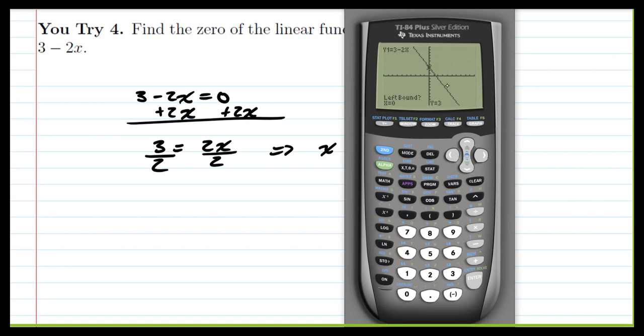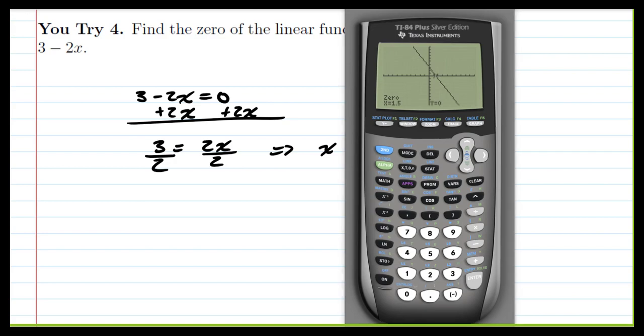It says left bound, and when we're talking about the bounds, we're talking about x values. So we need to make sure that our cursor's x value is to the left of the 0, which it is. And then it says right bound, so I use my right arrow till my x value is to the right of the 0. And remember, zeros are the same as x-intercepts, which is where our graph crosses the x-axis, so I press enter. And then lastly, it says guess. So then just move your cursor as close as you can to the x-intercept and you press enter.